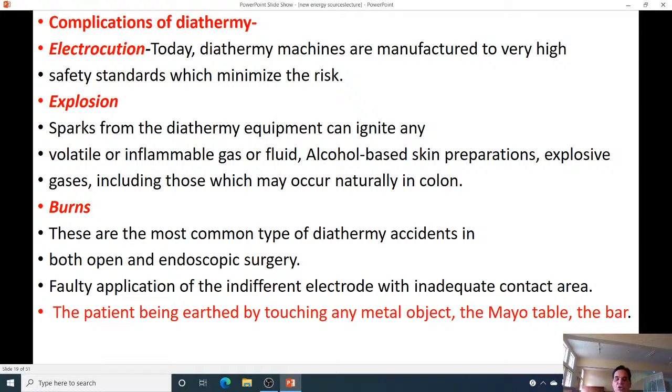This burn is the commonest of all diathermy accidents, either in open or endoscopic surgery. Why does this occur? Because of faulty application of the electrodes with inadequate contact area. So what do we have to do? You have to see that the patient is not earthed anywhere by a metal object apart from the return pad, which is a large pad. Your patient should not touch any metal objects on the operating table, like bars, even the leg bar. The leg should be protected by what? By cotton. So this is a precaution to take for burns.